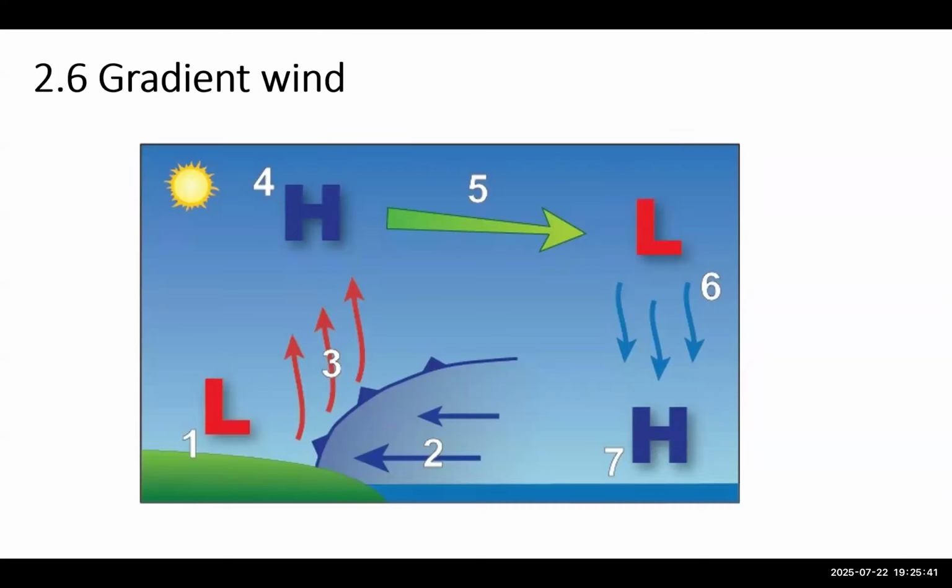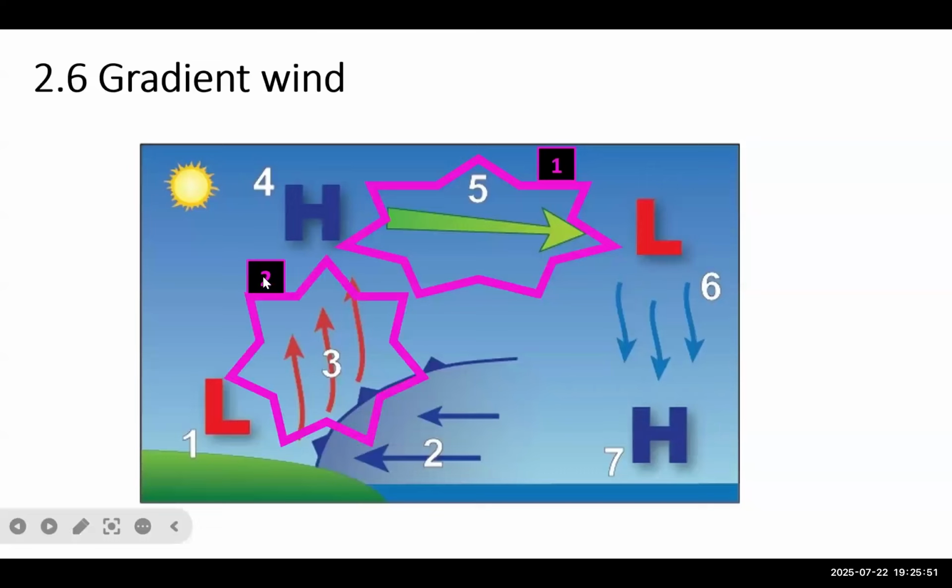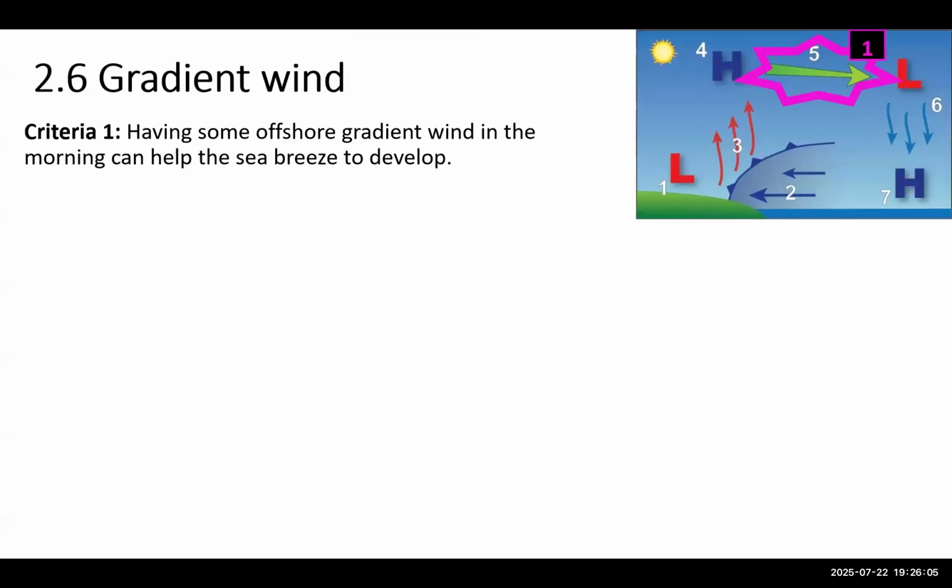So the gradient wind can impact the sea breeze in two ways. The first one, it may impact the return flow in altitude. This is criteria number one. But it also impacts the instability, and therefore the rising in 3. So what we're going to do now is just study those two criteria one by one, so it makes a lot of sense for everyone.